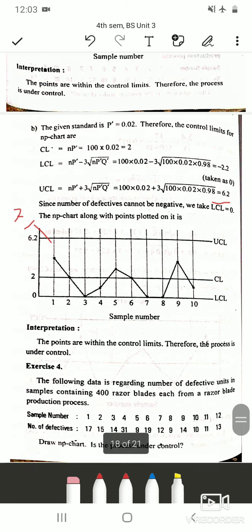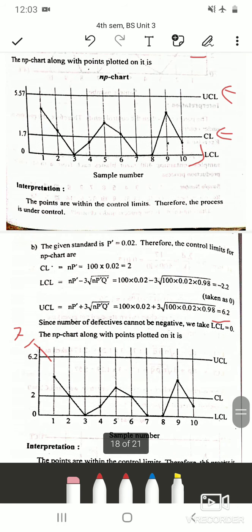In the next class we will solve the last two problems on control limits. I hope this concept is clear. So try to solve it and try to plot the graphs on graph sheets by taking a good scale. Thank you.